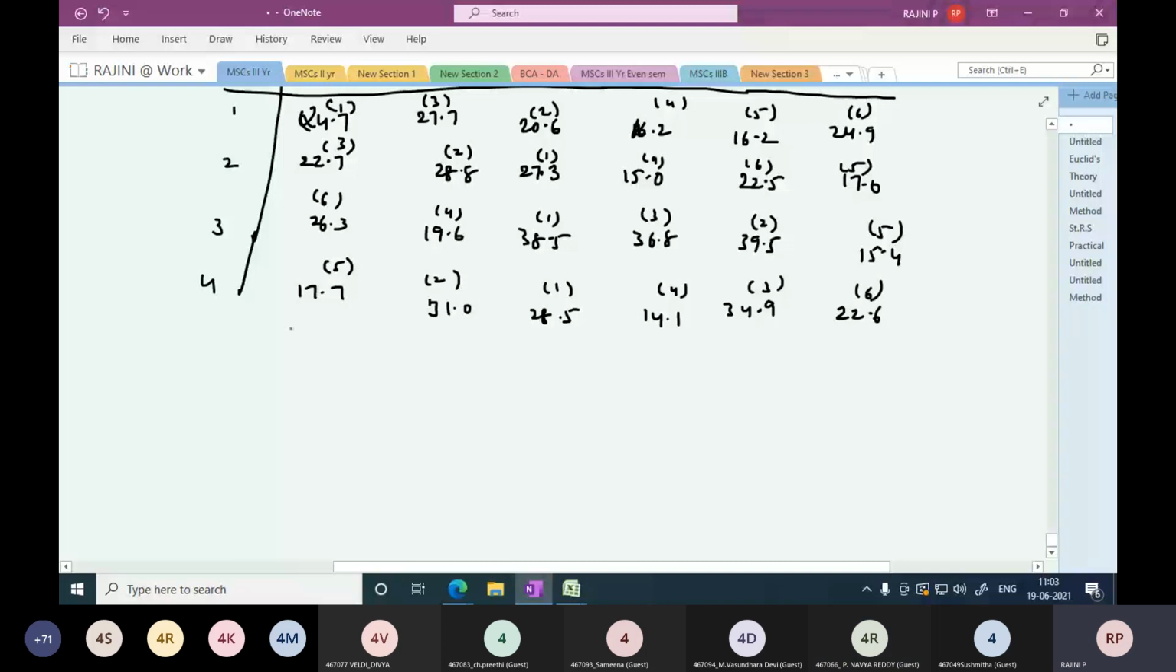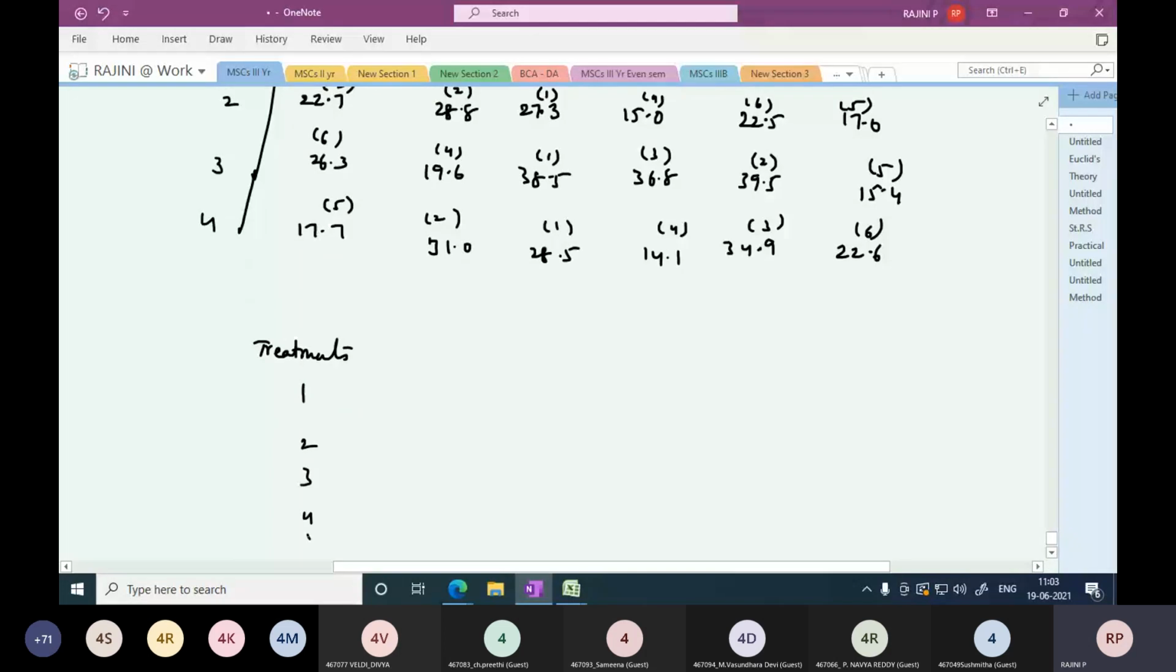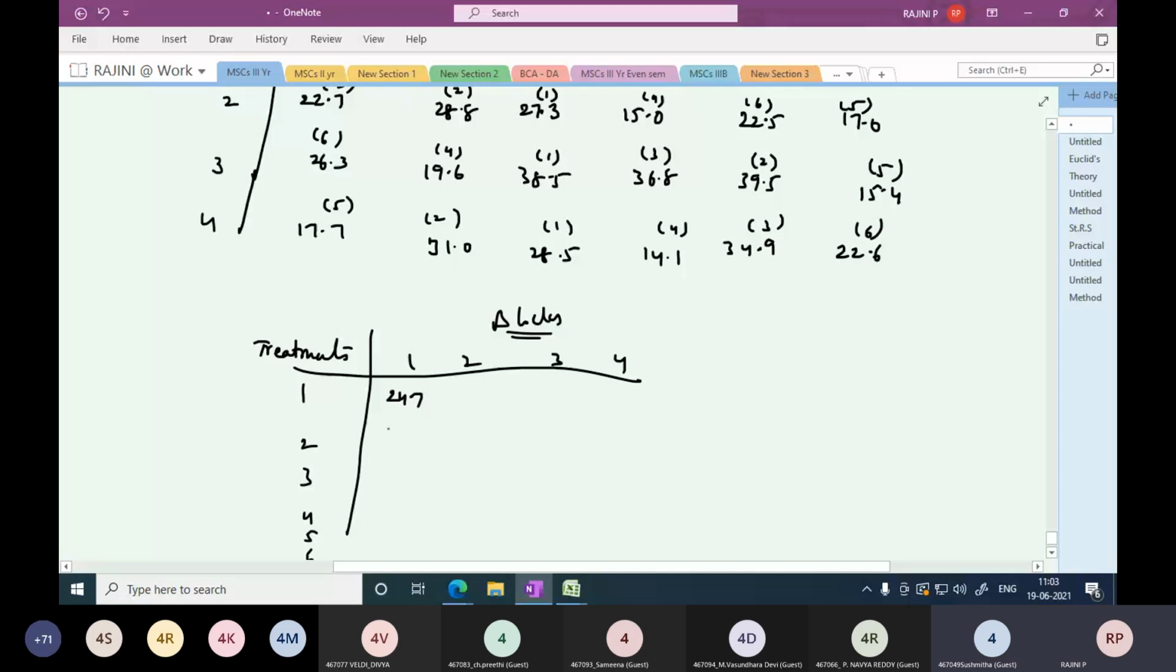Okay, treatments we are taking in rows, right? Write the treatments 1, 2, 3, 4, 5, 6. And the blocks are how many? 4. Okay, what are those? 1, 2, 3, 4. So in the first block, first treatment, what is the value? 24.7. And next, second? 27.3.